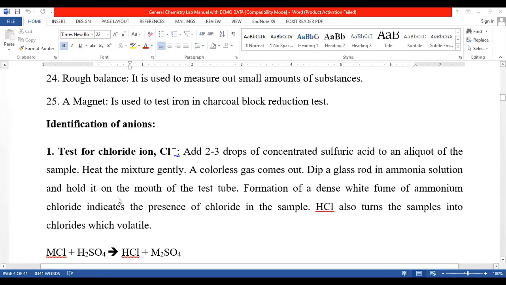All right, so I would like to share the demonstration with you so that you can get the idea of how the identification process is done, or how we can perform the identification of anions present in the ionic compound.